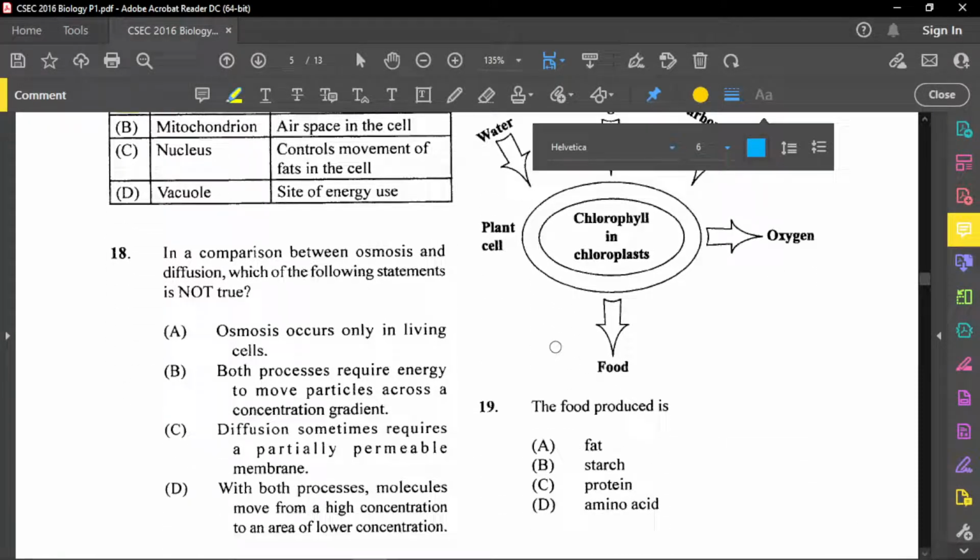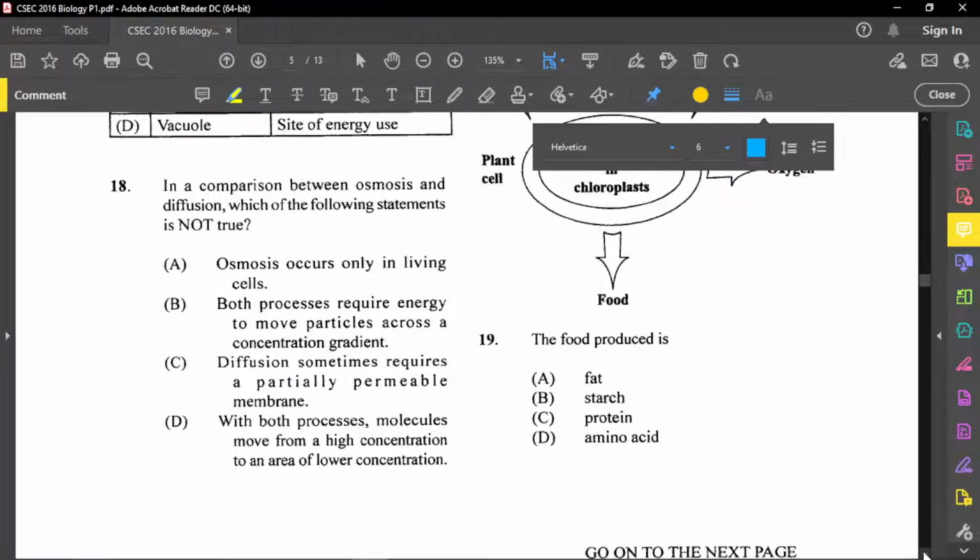Number 18, it said, in a comparison between osmosis and diffusion, which of the following statements is not true? All right, and again, we're comparing osmosis and diffusion. It said osmosis only occurs in living cells, quite frankly, because osmosis needs a membrane, right? Even though we can demonstrate osmosis in a lab using Visking tubing and certain materials, generally osmosis will take place across a cell membrane.